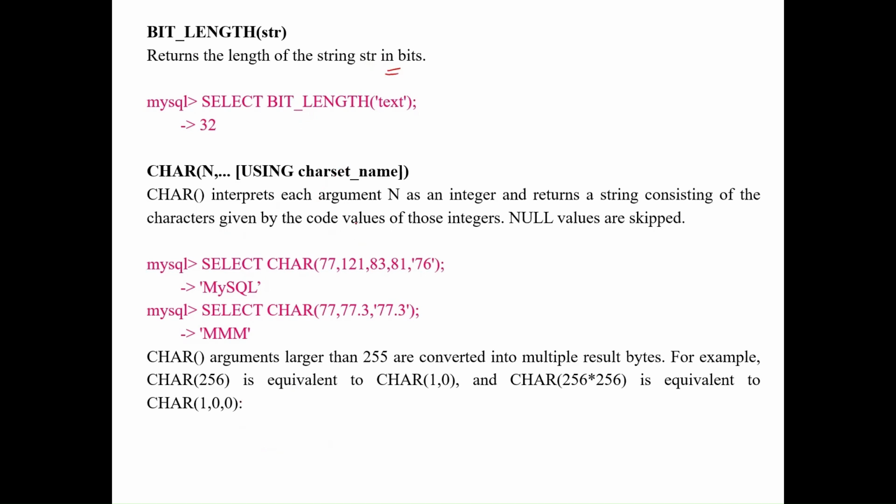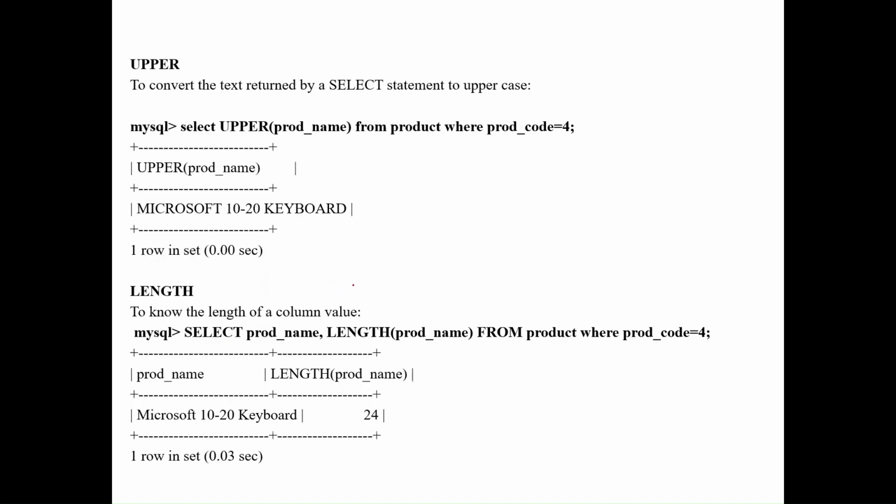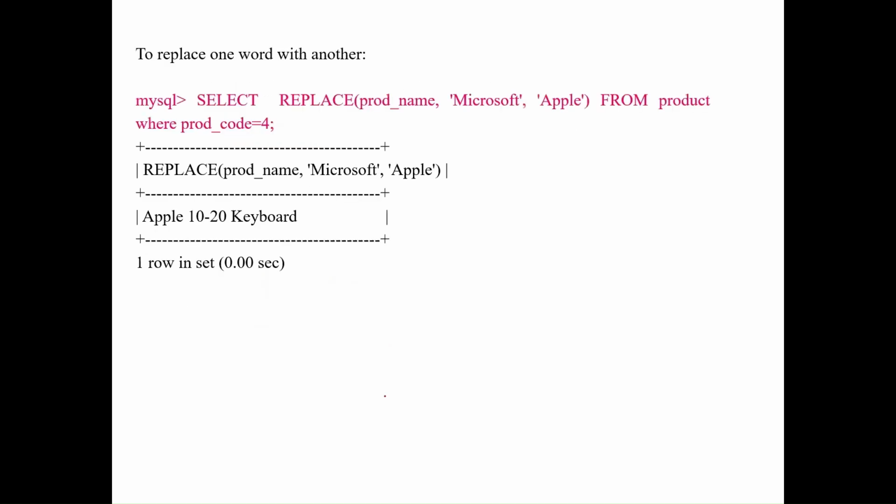Next, it shows the character for the particular values. So for 77, 121, the character is M. The character for this value is Y, and so on. The next SQL function is upper. If I want to see all the product names in uppercase, and the length of a particular product name, it shows the product name and the length of the string.